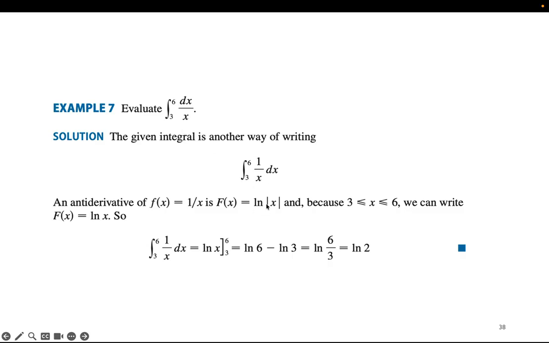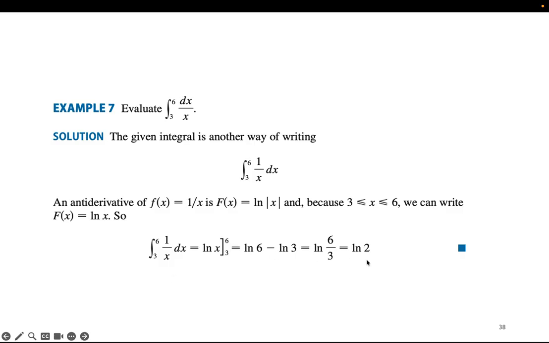in this case ln of the absolute value of x, but everything here is positive, so I can just drop the absolute value. Using that shortcut notation, I pick one antiderivative, which is ln of x, and then I plug in the endpoints and subtract: plug in 6 minus plug in 3. This notation means that I plug in 6, plug in 3, and I subtract.